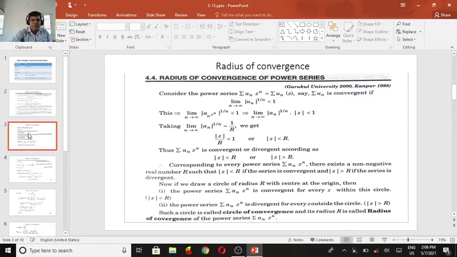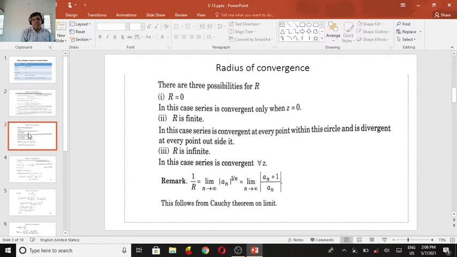So there are three possibilities for R, as convergence and divergence depend on R. Suppose R equals 0. In this case the series is convergent only when z equals 0. Second, if R is finite, in this case the series is convergent at every point within this circle and divergent at every point outside this circle.